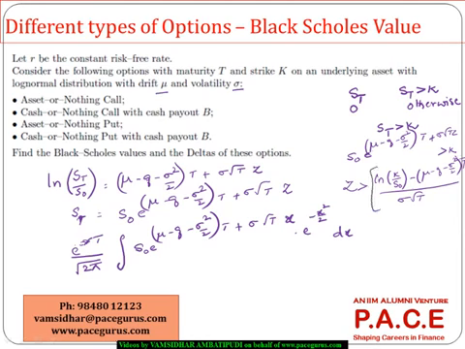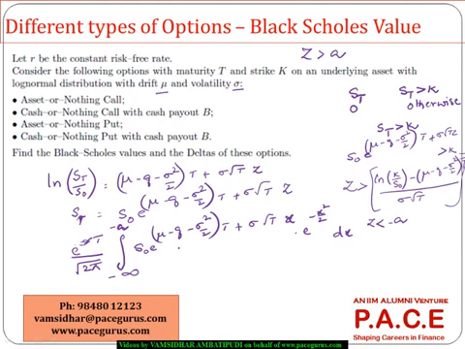And this entire thing, (log K by S0 minus (mu minus q minus sigma squared by 2) times t) by sigma root t, I am calling A. So it is coming out as z greater than A, which is saying z less than minus A. Z greater than A is nothing but z less than minus A. So I am taking it as minus infinity to minus A, this much.